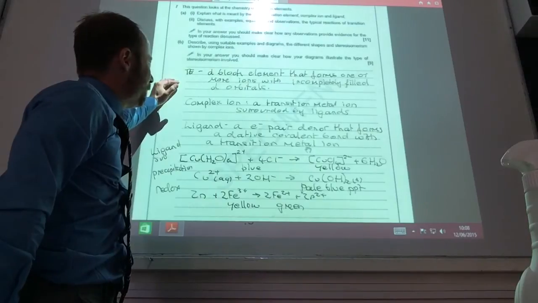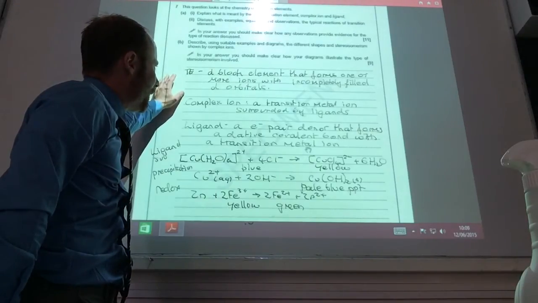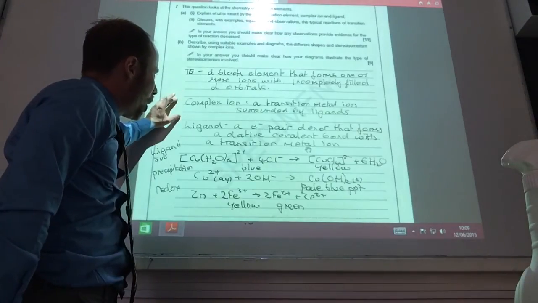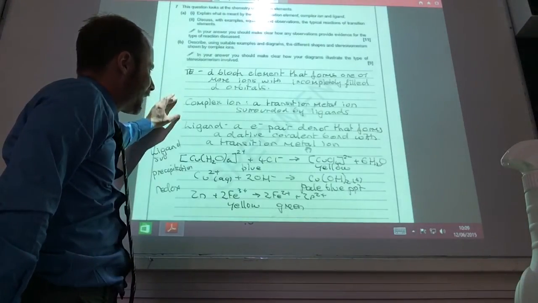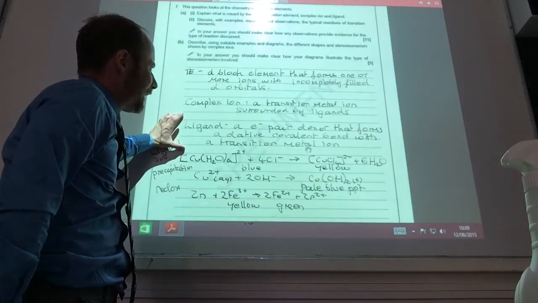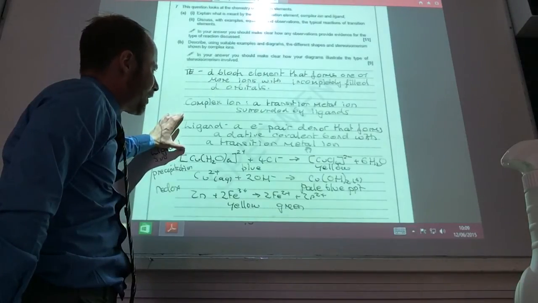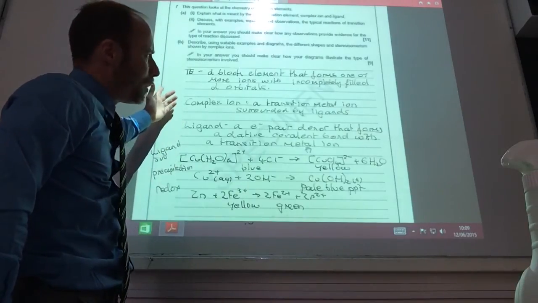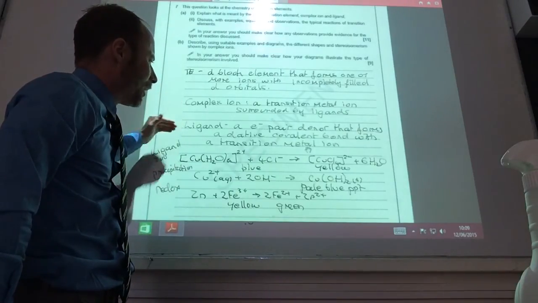You've got transition element: a D block element that forms one or more ions with incompletely filled D orbitals. Complex ion: a transition metal ion surrounded by ligands, and a ligand is an electron pair donor that forms a dative covalent bond with the transition metal ion. Well worth learning those, because it could be one or two relatively easy marks.